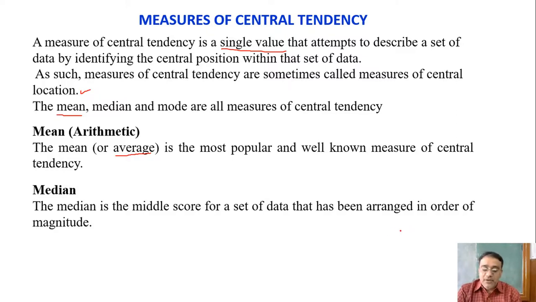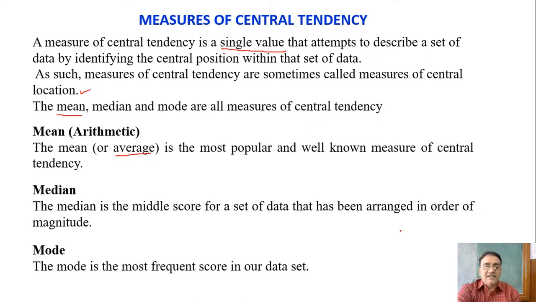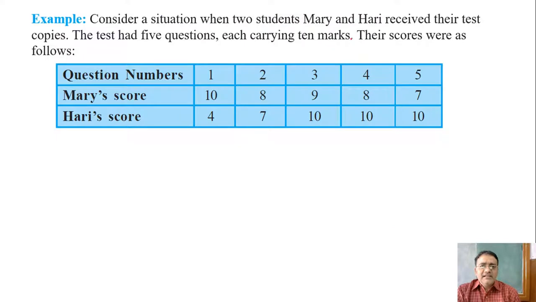And mode, what is mode? Mode is the most frequent score in our data set, whose maximum frequency is there. Okay, so जिसका frequency सबसे ज़्यादा रहता है उसको हम लोग mode बोलते हैं. So एक example देखते हैं हम लोग. Consider a situation when 2 students, Mary and Harry, received their test copies, and the test has 5 questions. Each question carried 10 marks. Their scores were as follows. This is Mary's score and this is Harry's score.